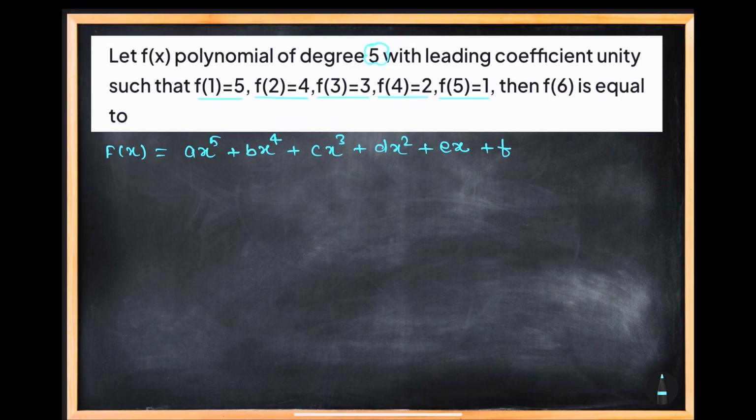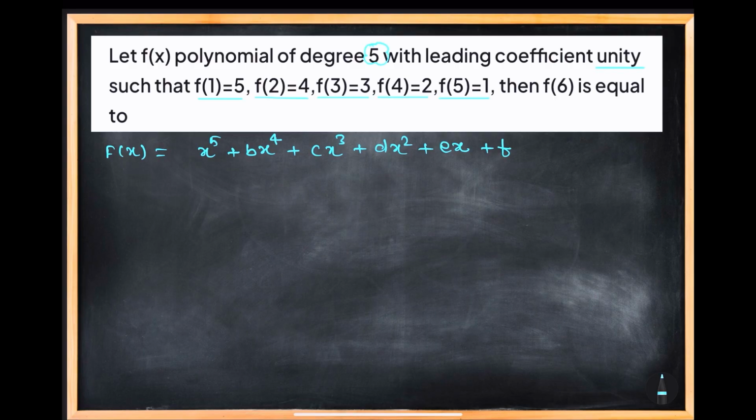Also, these guys have mentioned that the leading coefficient is unity. If they tell you that the leading coefficient is unity or it's a monic polynomial, both mean the same. This means the leading coefficient would be 1. So you don't have a problem with A. Now you have to solve for B, C, D, E and F, which are 5.